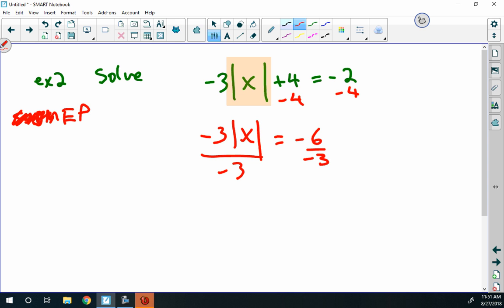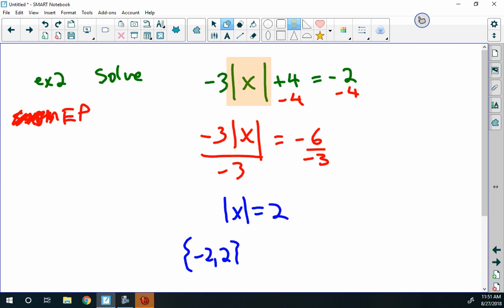Now somebody's saying, well, why don't you distribute? That's a good question. Well, if you distribute, it's going to be counterintuitive and it's not going to get the absolute value stuff isolated. So don't distribute. So anyway, what we end up with then is the absolute value of x is equal to 2. Dude, that's just like we saw a minute ago, I know. So the solution set would be the same, negative 2 and positive 2.